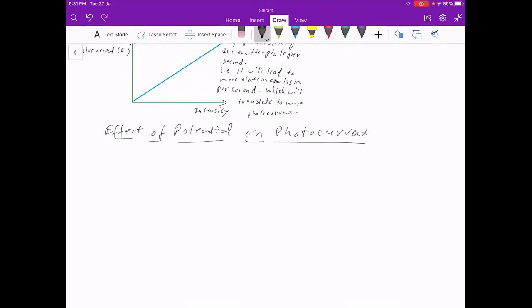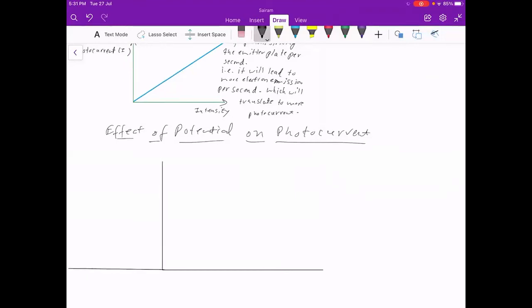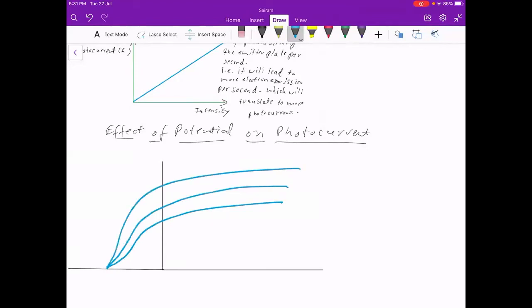The graph goes something like this. So I'll show you just 3 different graphs actually. 1, 2, 3. You can see that the graphs originate from the same point, which is called minus V naught, also known as the stopping potential.